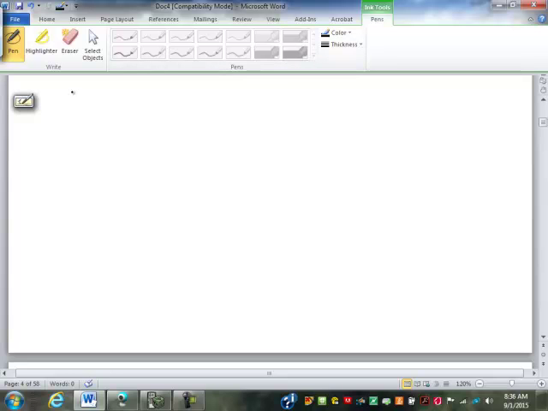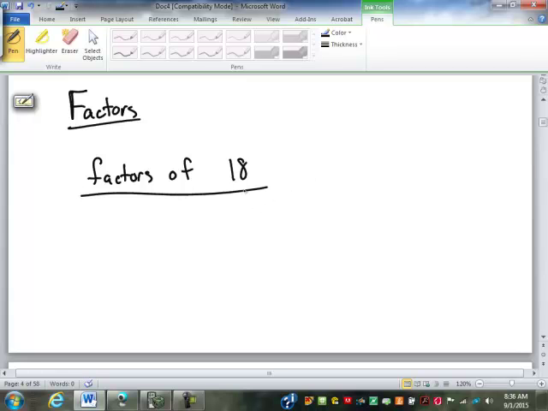What we're going to talk about today is factors. And what factors are just numbers that divide into other numbers. For example, if I asked you for the factors of 18. Well, numbers that will divide into 18 without a remainder. 18 can be divided by 2. It can be divided by 3, because 18 divided by 3 would be 6. Can it be divided by 4? No, 18 divided by 4 would be 4.5. That's not a factor. It has to be divided without a remainder or without a decimal or a fraction.